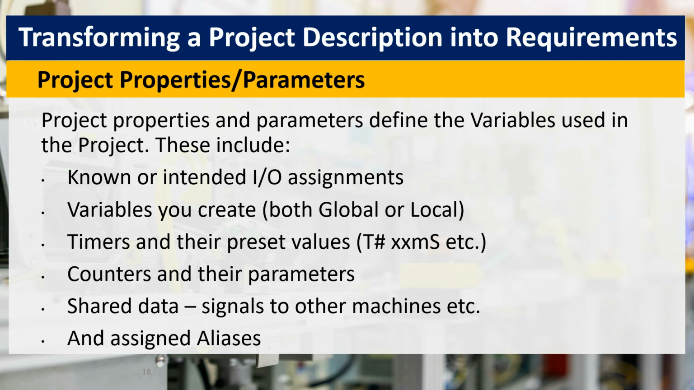Now we can look at the project properties and parameters. These are the defined variables used in the project. These include known or intended I/O assignments, variables you create, both global or local, timers and their preset values, counters and their parameters, shared data, signals that you may be sending to another machine, and the assigned aliases.